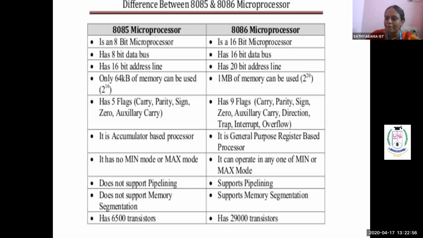We told what the memory capacity of 8085 is: 64 KB. And what is the capacity of 8086? 1 MB memory. So 1 MB means we have 4 memory segments: code memory, where code will be stored, data memory, extra memory, and stack memory. So we have a code segment, data segment, extra segment, and stack segment. In the 8085, we don't have a memory segment.